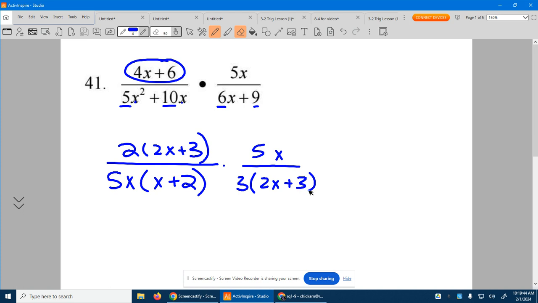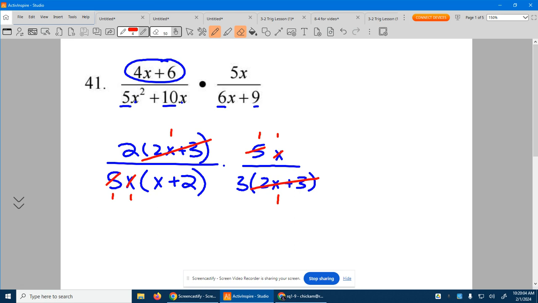So we now look and say, hey, is there anybody that's up top and in the bottom that can cross out and become ones? Yes, 2x plus 3, 2x plus 3. Those will be the same numbers. They become a 1 and a 1. Anybody else? The 5 and the 5 become ones. The x and the x become ones.